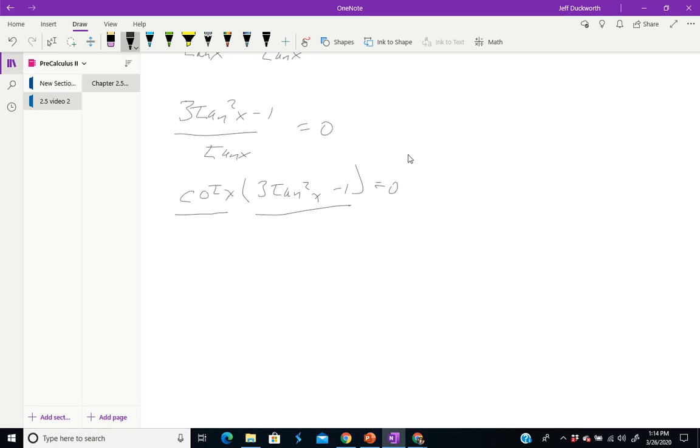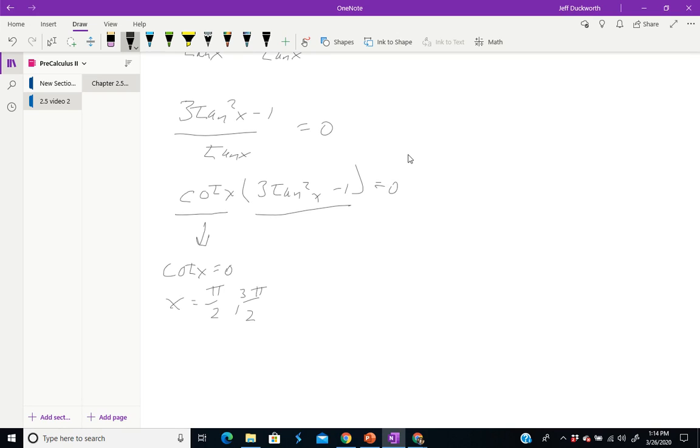So let's deal with the cotangent first. So we have cotangent of x equaling 0. And again, we're going to do 0 to 2 pi. So this only occurs when x equals pi by 2 or 3 pi by 2. Because this is going to occur when our cosine is equal to 0. So cosine of x equals 0 at these 2 points in our unit circle.